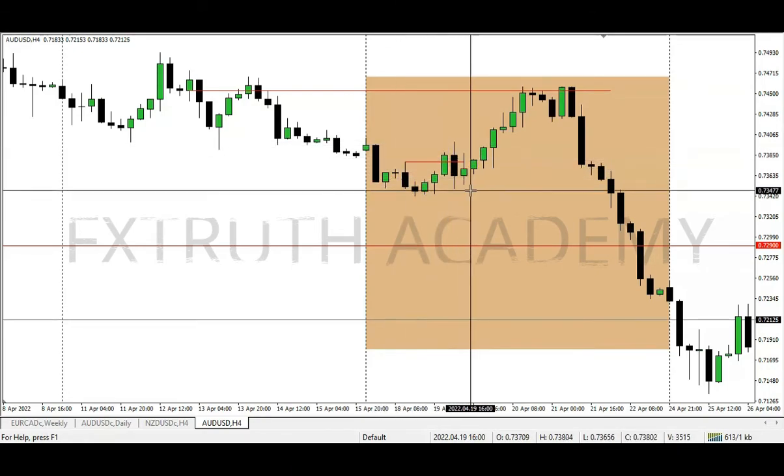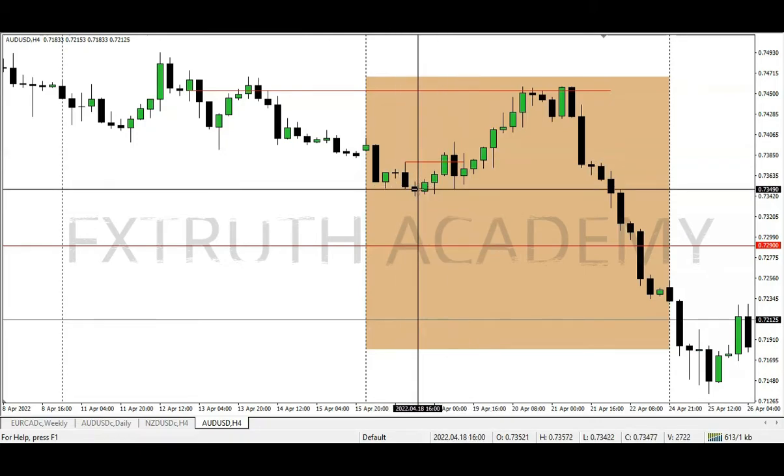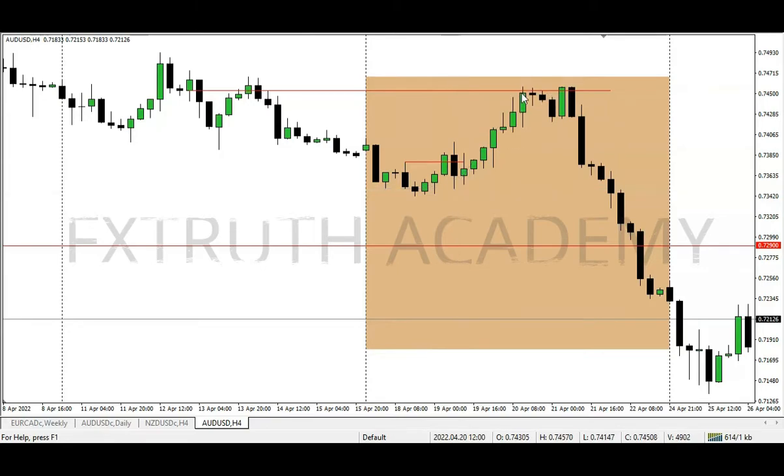We saw the break of structure. We capitalized on the order block right here, on this lowest last close candle, the order block, and would have bought right there. That would have given us 1,000 pips. That would have been enough for you to close the week.